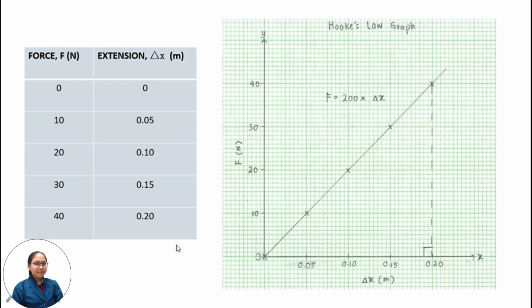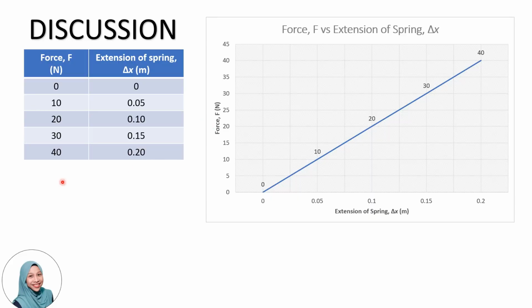With the data that we have obtained, we plot a Hooke's law graph. The relation of the Hooke's law graph is force versus extension of the spring. We plot the data onto graph paper and we get a straight line. The straight line equation is force equal to the constant, which is 200, times the extension of the spring. This equation will be explained in the discussion. Here we can see the data and plotted graph obtained from this experiment so that we can discuss it clearly.